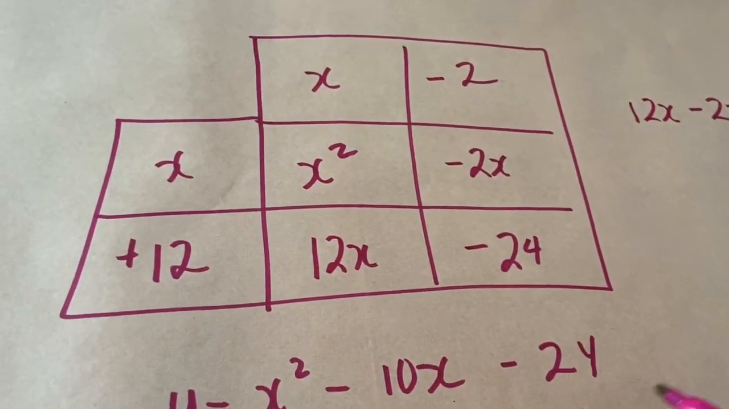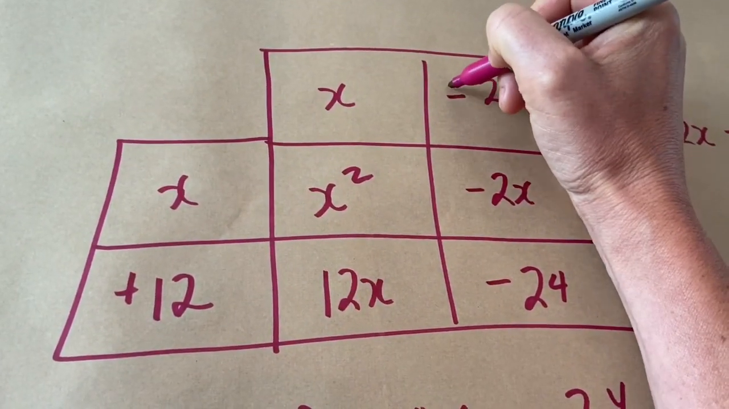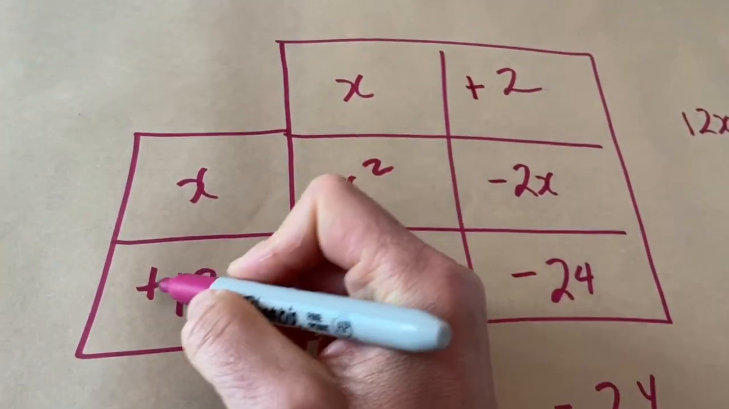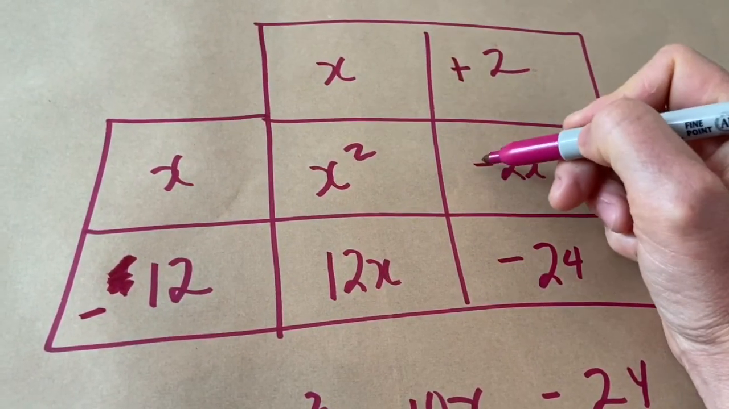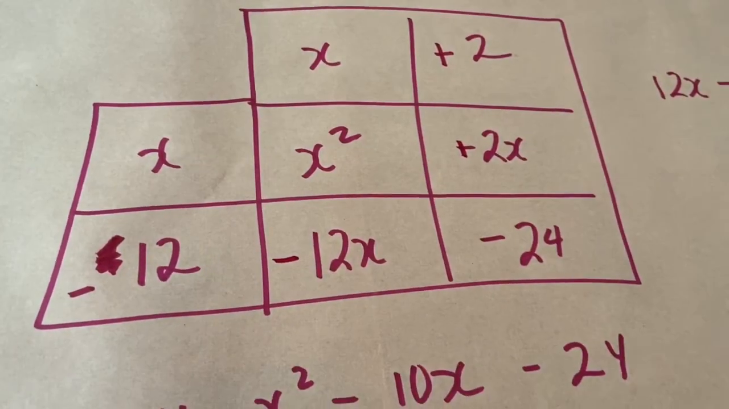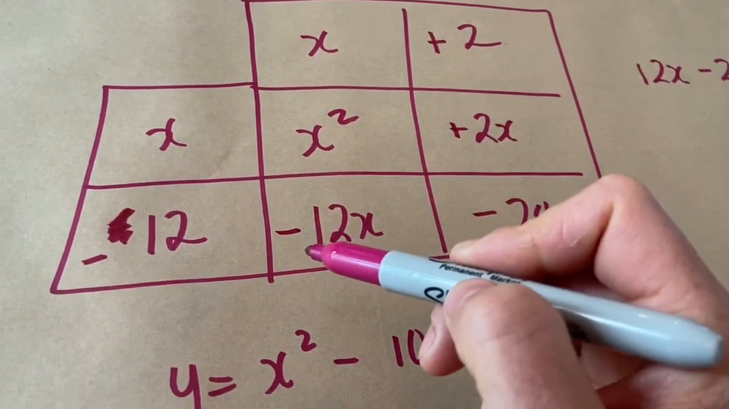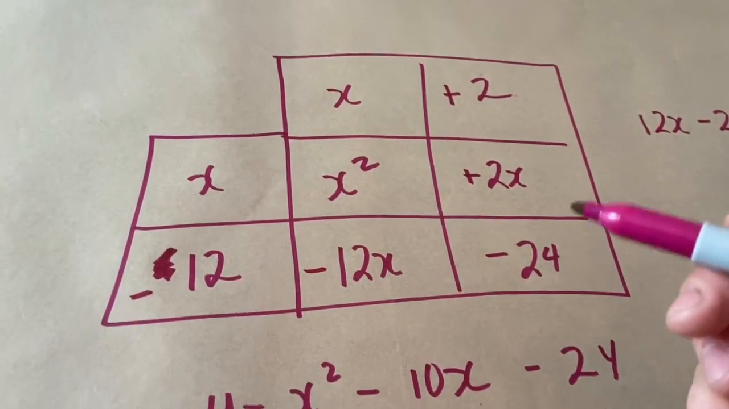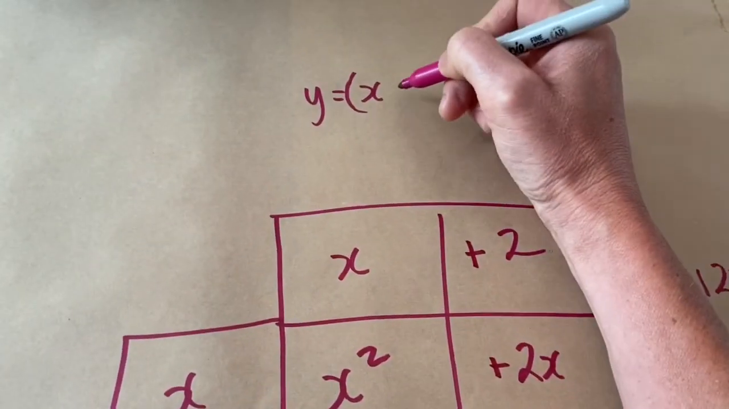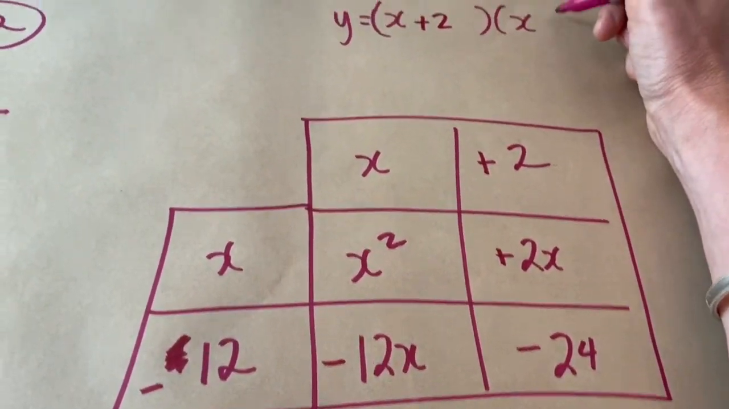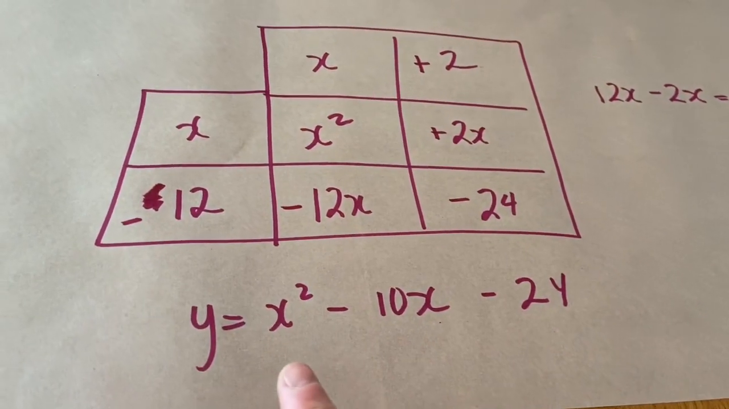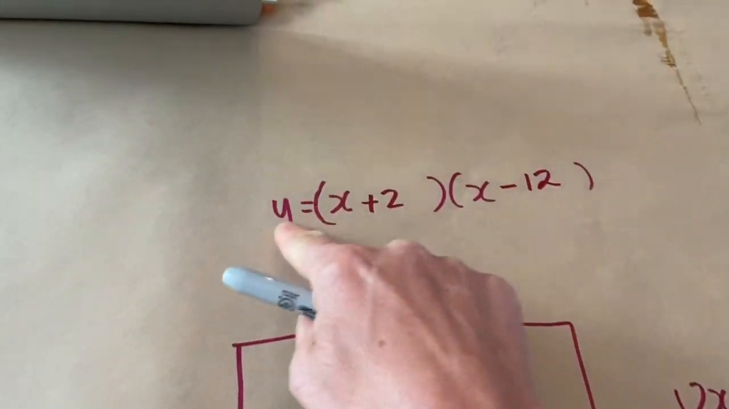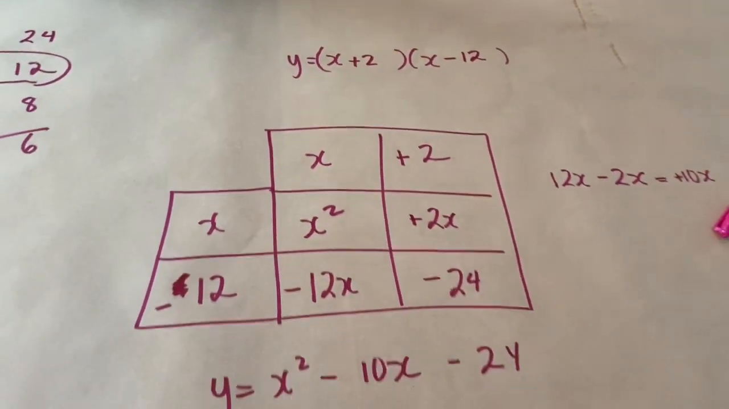So instead of making this negative 2, I'm going to make this positive 2. Instead of making this positive, I'm going to make it negative 12. This becomes positive, this becomes negative. 2x subtract 12x would give me negative 10x. That means my equation is going to be plus 2 and minus 12. And if you want to make sure you hadn't made a mistake, you'd graph this in Desmos and make sure that they are the same.